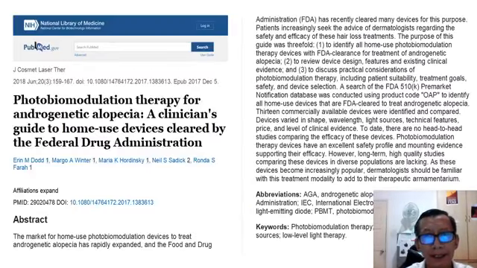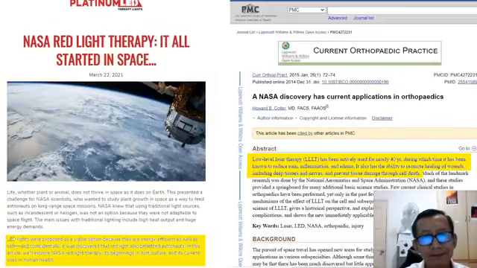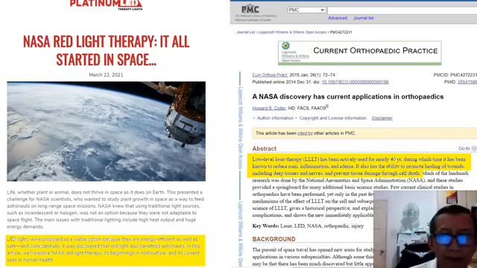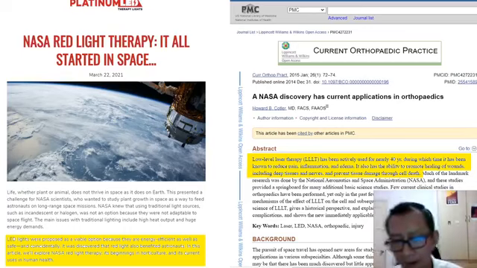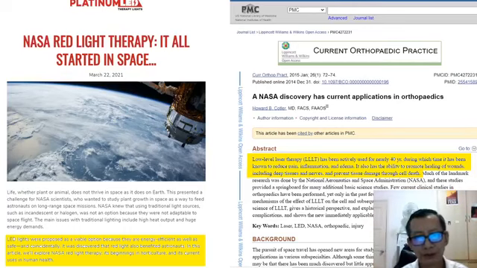Photobiomodulation therapy for androgenetic alopecia, a clinician's guide to home use device cleared by FDA. So this device is a home use device, so everybody can use it. It can help a lot with that. And even NASA has actually been using it since the 80s already. They've been using it.